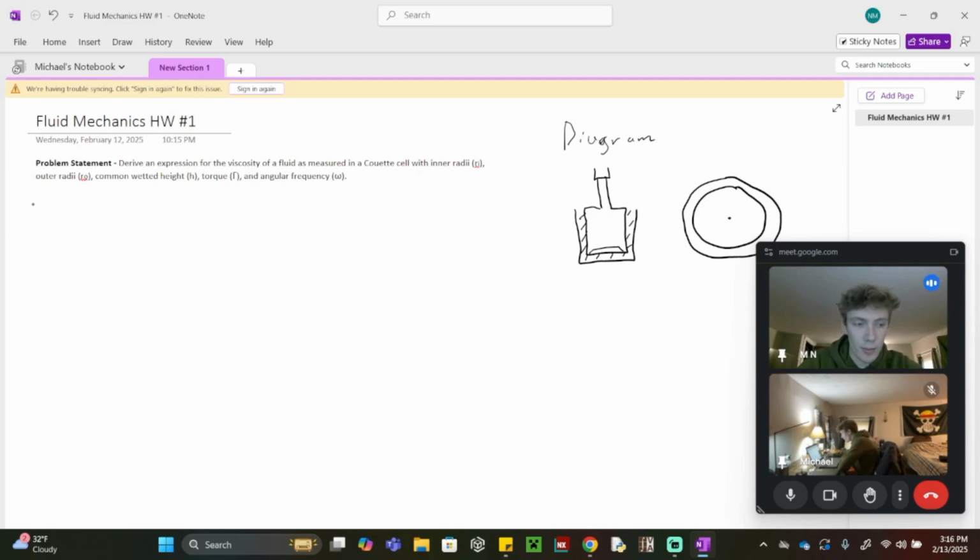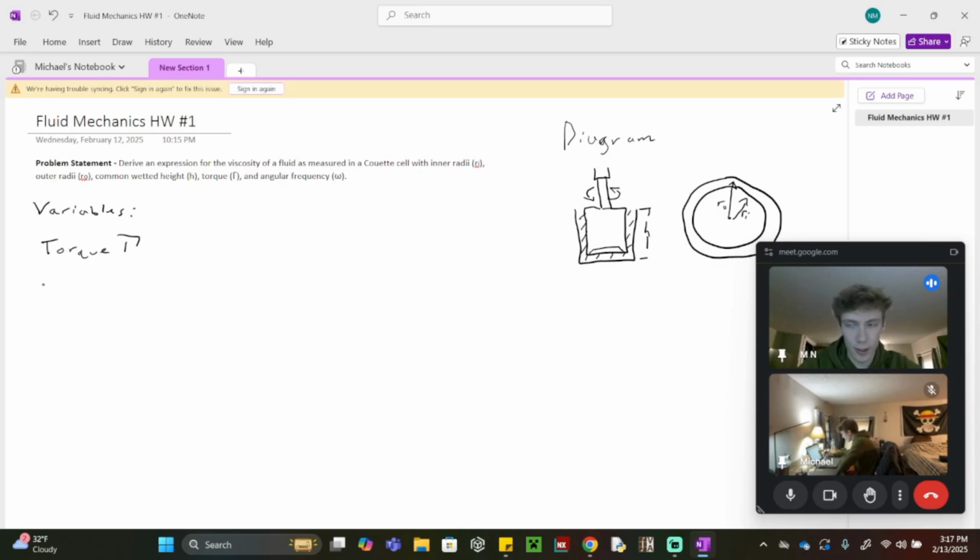So next I'm going to list our variables that we're going to be using to derive our expression. So this connected to our smaller cylinder will be rotating, thus creating a torque force on our fluid. So we will list out torque. We have our two radii, Ri and Ro. We have our common wetted height here of our cylinders, which will be a little h.